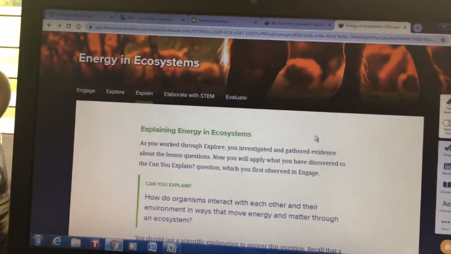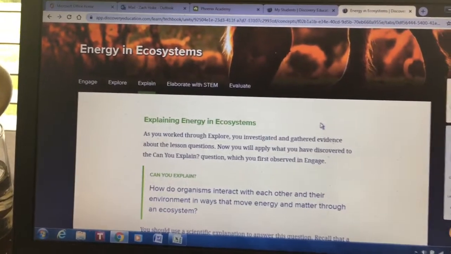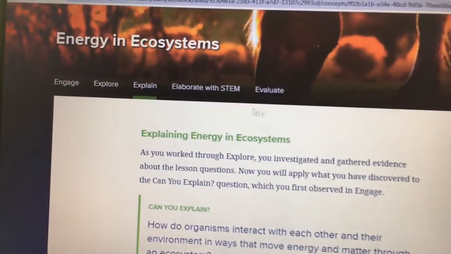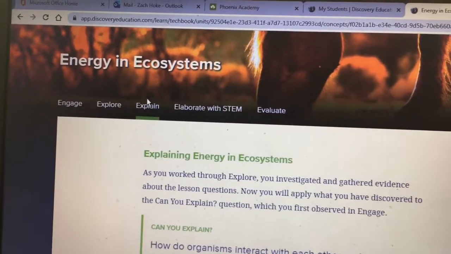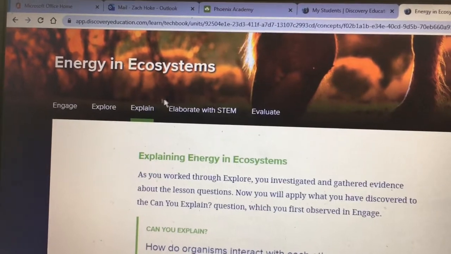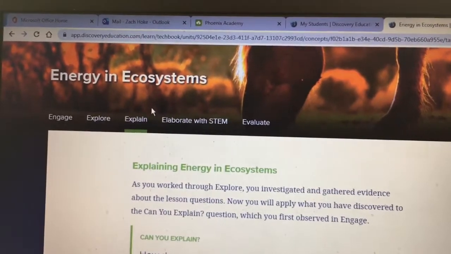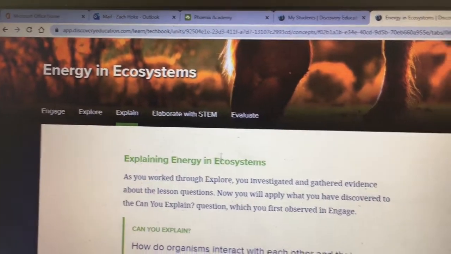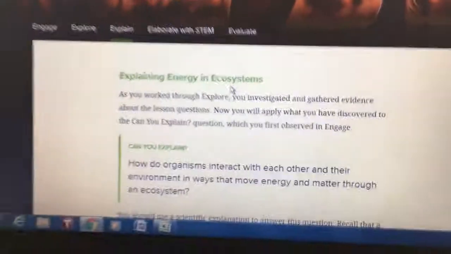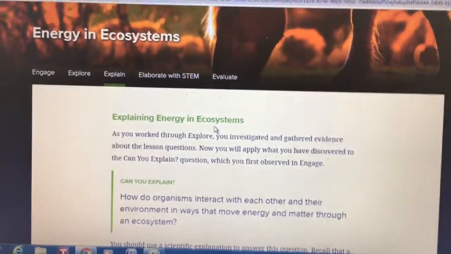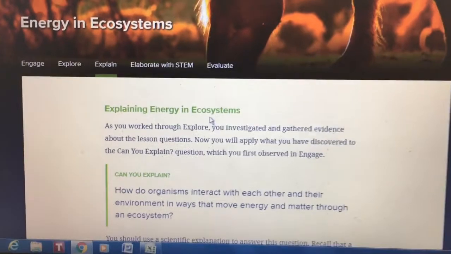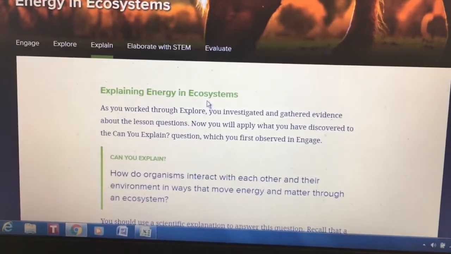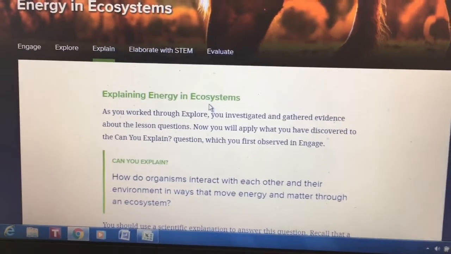Okay, everyone, we're back. We're going to be looking at the Explain tab for the energy and ecosystems concept. This was a part of last week's activities. I know that we had a lot of questions about the explaining part, so I'm going to try to go over that as best as I can with y'all, with us being apart.